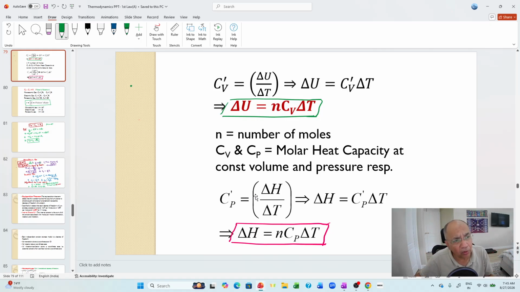But if the number of moles is n, and Cp and Cv are the molar heat capacities at constant pressure and constant volume, then n into Cv will give you Cv dash, and n into Cp will be Cp dash. So in place of Cp dash, I write nCp. In place of Cv dash, I write n into Cv. You understood?